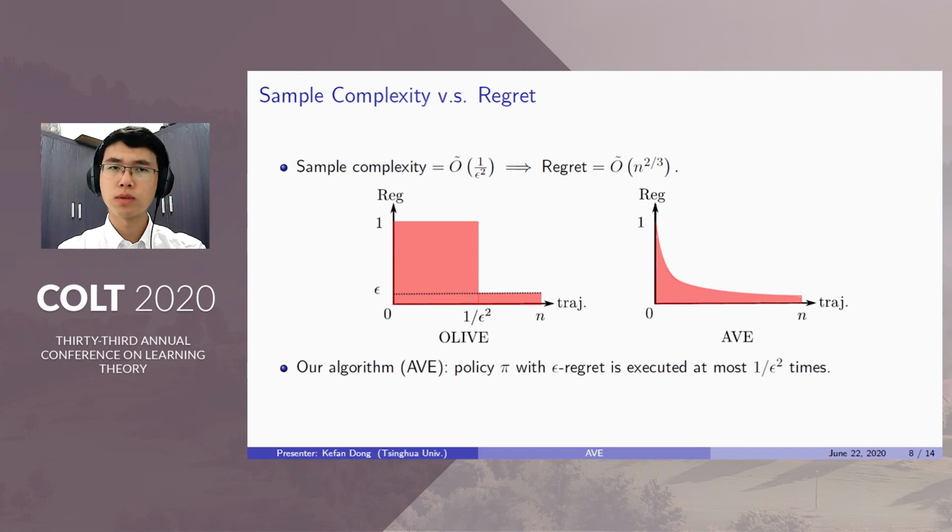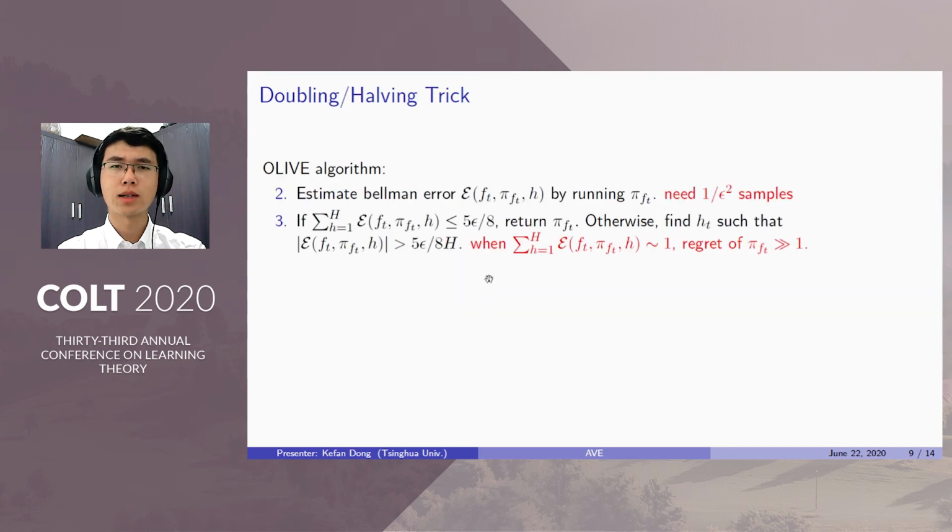To achieve root n regret, we combine two techniques. The first one is the doubling trick. Recall that in the second and third step of the Olive algorithm, we need to estimate the Bellman error of a policy. The estimation needs 1 over epsilon squared samples, regardless of the true Bellman error. So if the Bellman error is large, the algorithm still runs the policy 1 over epsilon squared times.